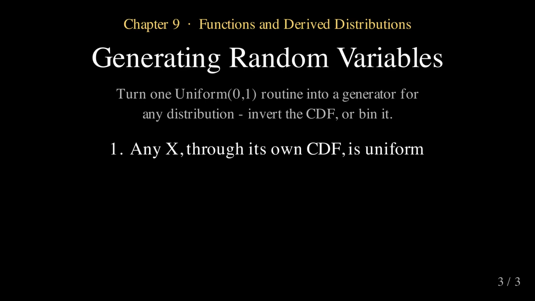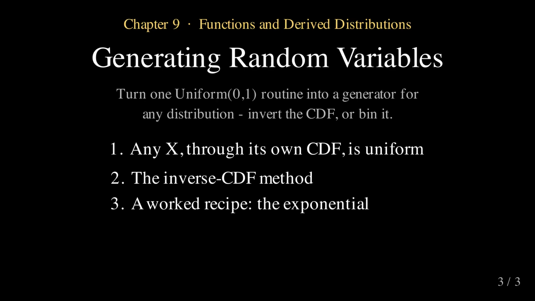First, feeding any continuous random variable through its own CDF flattens it to a uniform. Then we run the map backwards. The inverse CDF turns uniform draws into any distribution we want. We work the recipe end-to-end for the exponential, and a binning trick handles discrete targets too. That closes Chapter 9. Derive forward, generate backward.